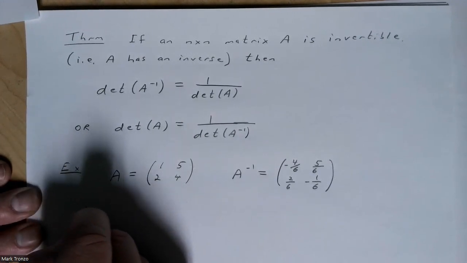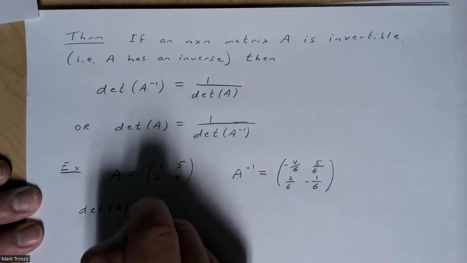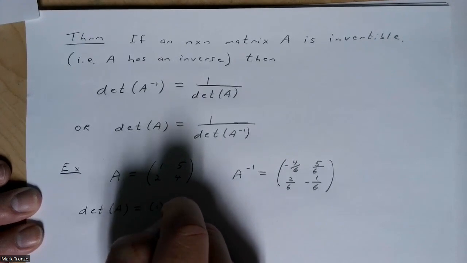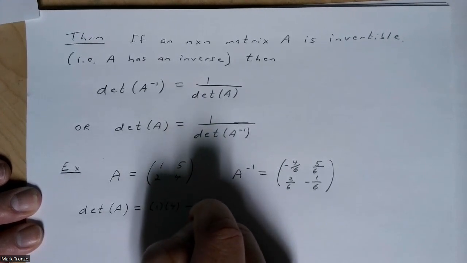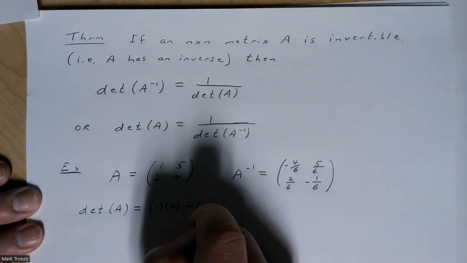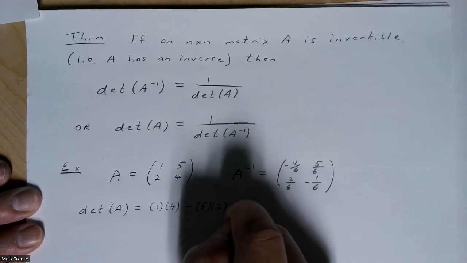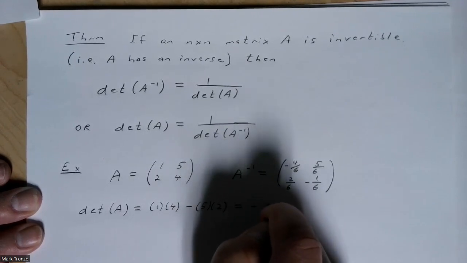So again, the determinant of A is equal to upper left times lower right minus upper right times lower left. That's 4 minus 10. That's going to be minus 6.